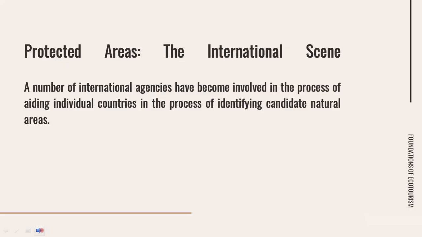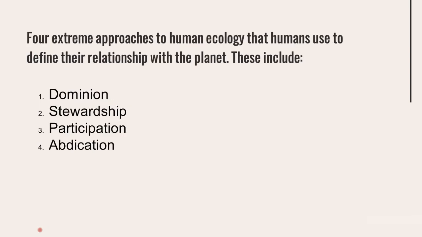Okay. So, protected areas, the international scene. So, we have here the so-called 4 extreme approaches to human ecology that humans use to define the relationship with the planet. So, I think some of the terms are also being discussed to you during your high school days maybe. So, we have dominion, stewardship, participation, and abdication.